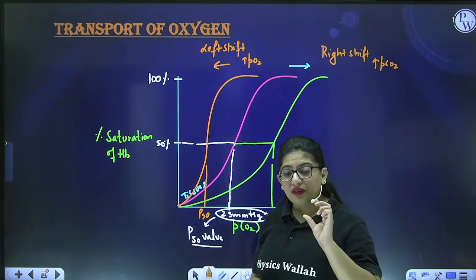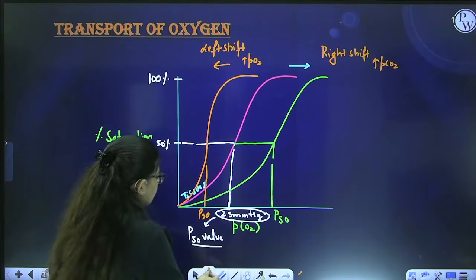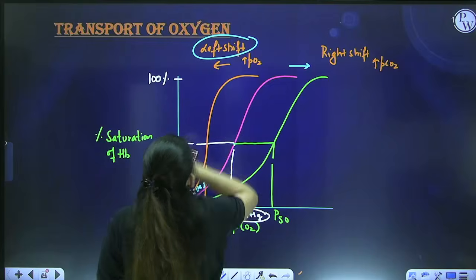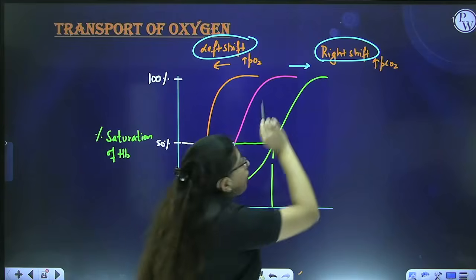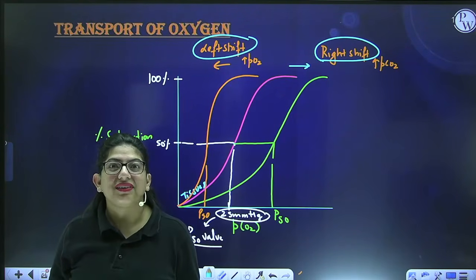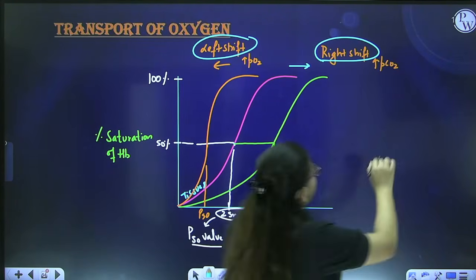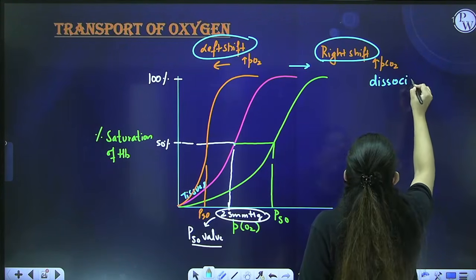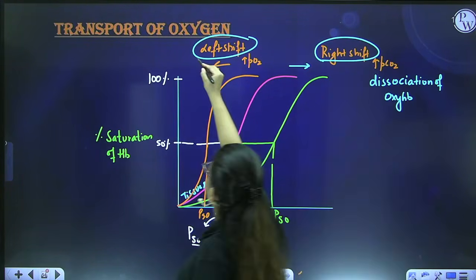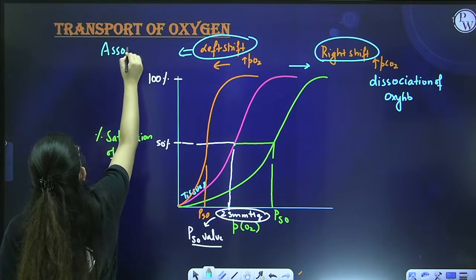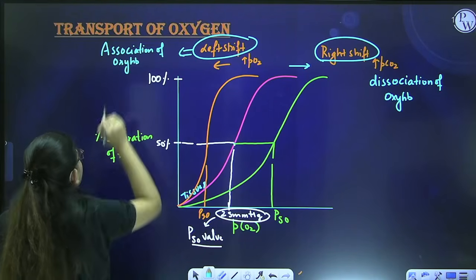Left shift will allow the ready or fast association of oxygen with the hemoglobin. So the left shift is always associated with the formation of oxyhemoglobin. And this is a bad one. It will make sure that your hemoglobin should not bind with the oxygen. So this is always related with dissociation of oxyhemoglobin, and this is always related with association of oxyhemoglobin, or the formation of oxyhemoglobin.